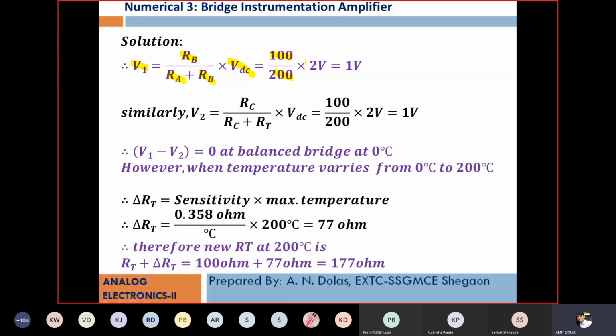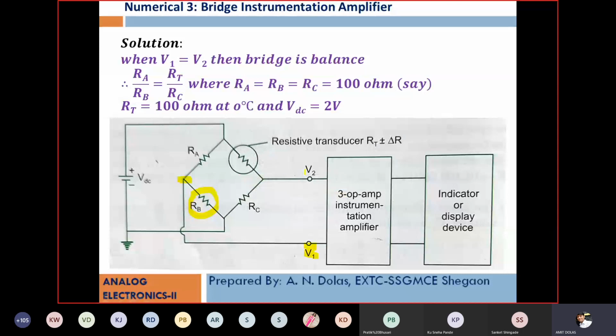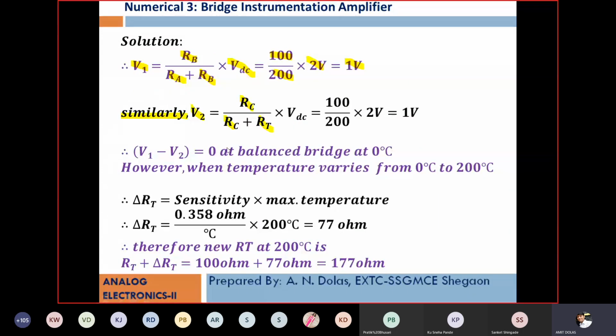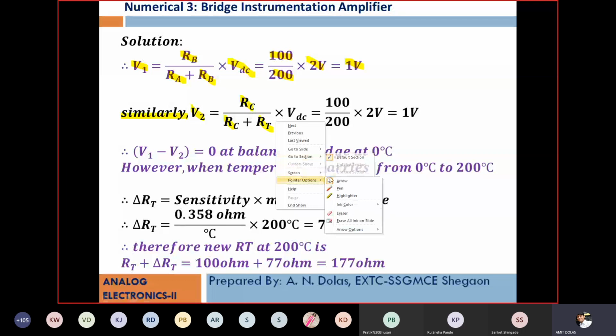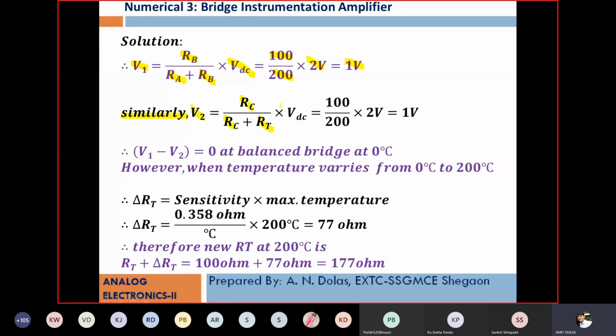Similarly, V2 will be equal to RC upon RC plus RT. I'll come back to the diagram. Where is V2? Here is V2, in between RT and RC. Using the voltage divider law, it is the voltage across RC. Therefore, RC divided by RT plus RC into the applied voltage VDC. So we have this formula: RC upon RC plus RT into VDC, that is again 100 upon 200 at bridge balance condition multiplied by 2 volt applied, equal to 1 volt. So V1 minus V2 will be equal to 0 at balanced bridge condition, that is at 0 degree centigrade.